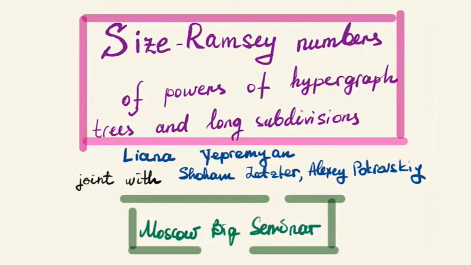I'll talk about joint work with Alexei Pokrovsky and Shoham Ledster, who are both at UCL. For most of the talk, I will review what's known about size Ramsey numbers and give a history of these numbers and the research that has been done. And then I'll talk a little bit about our proof ideas as well. Okay, so the beginning is a bit slow so that we get into the mood.